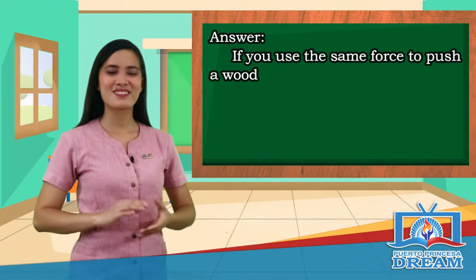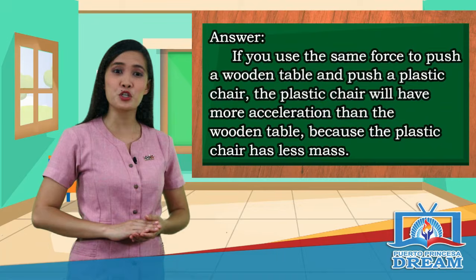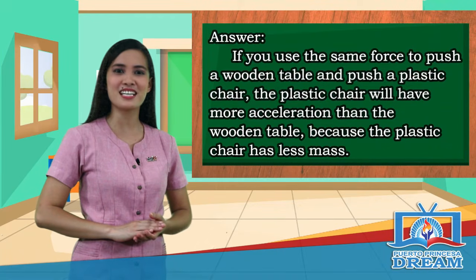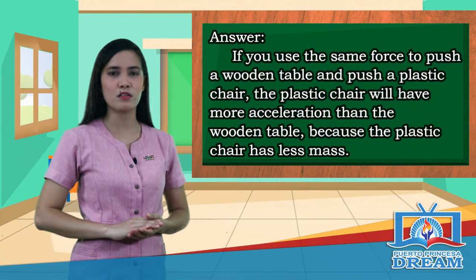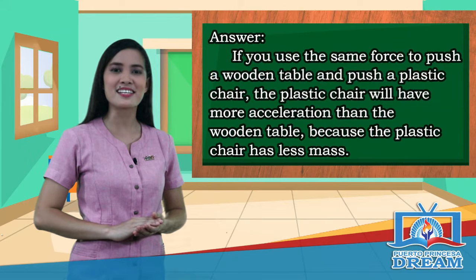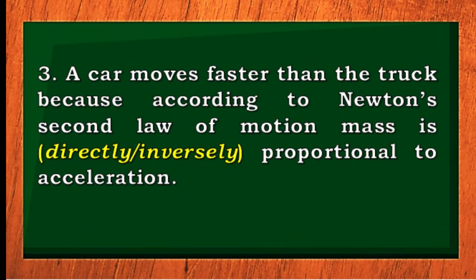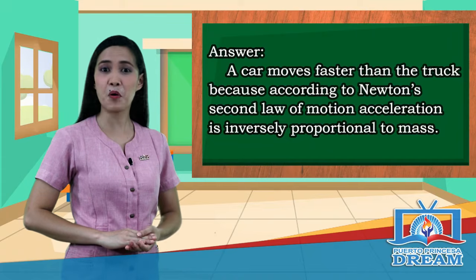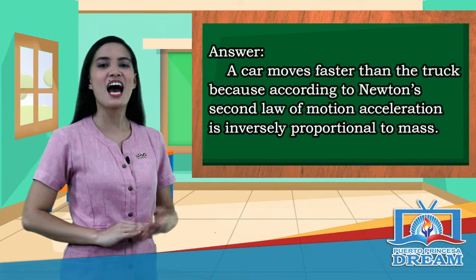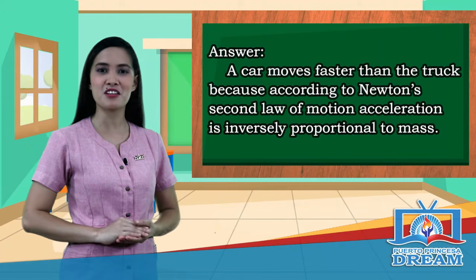The answer: if you use the same force to push a wooden table and push a plastic chair, the plastic chair will have more acceleration than the wooden table because the plastic chair has less mass. The answer: a car moves faster than the truck because according to Newton's second law of motion, acceleration is inversely proportional to mass.